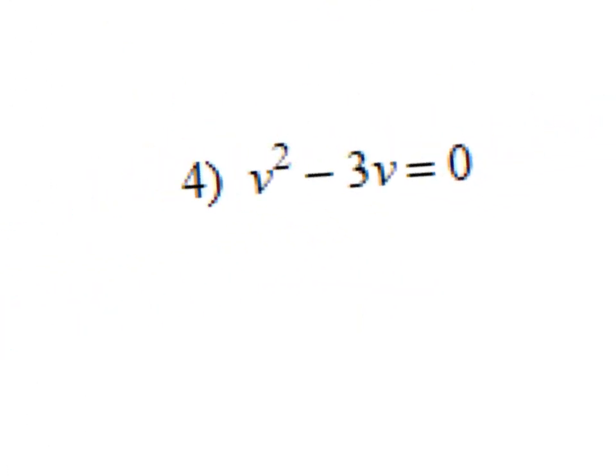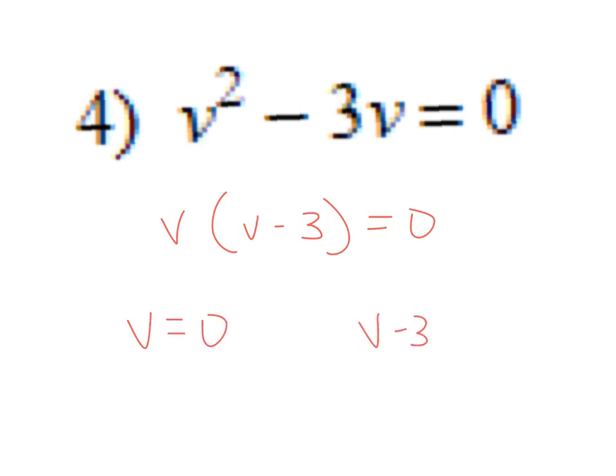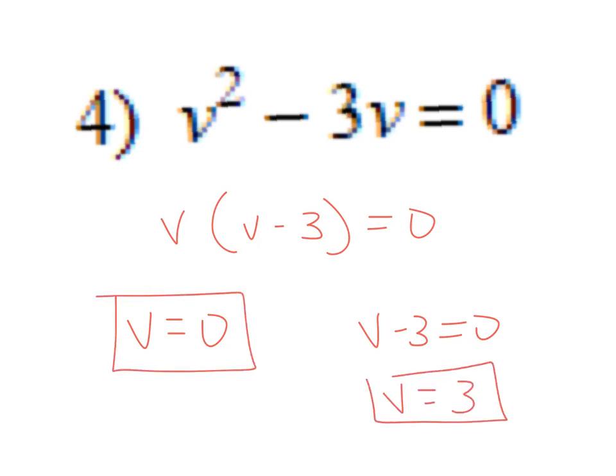Okay, number 4. Again, this guy's already set equal to 0. So we're just pulling a GCF. So in this case, I'm going to pull out a v and get v minus 3 equals 0. Now set each part equal to 0 and solve. So v equals 0 and v minus 3 equals 0. So I add the 3 over and get 3. So your answers are 0 and 3.